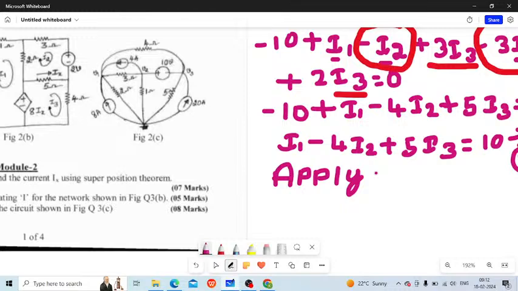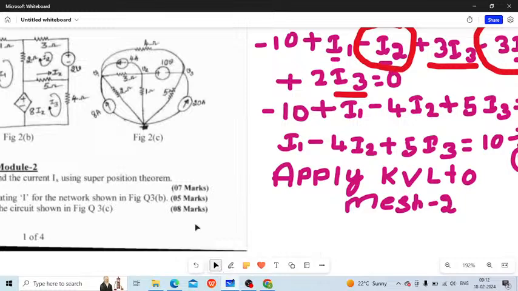Please do have the namings for mesh also as well as super mesh also. Write the super mesh diagram and then apply KVL to the super mesh and then apply the KVL. Now come to mesh 2 and apply KVL to mesh 2. Apply KVL to mesh 2. When you apply KVL to mesh 2, what is that going to happen?